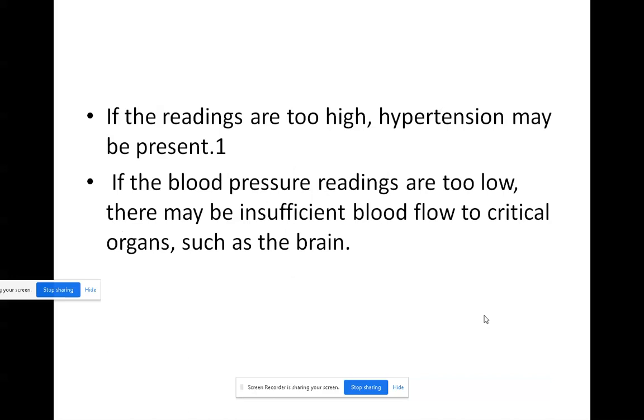If the readings are too high, that means if your blood pressure level is high, then it will be indicated as hypertension. If the blood pressure readings are too low, that means insufficient blood flow in the human organs like the brain, heart, etc. Low blood pressure will be shown only due to insufficient blood flow in organs like the brain and heart. If your blood pressure level is too high, it is represented as hypertension, high BP.